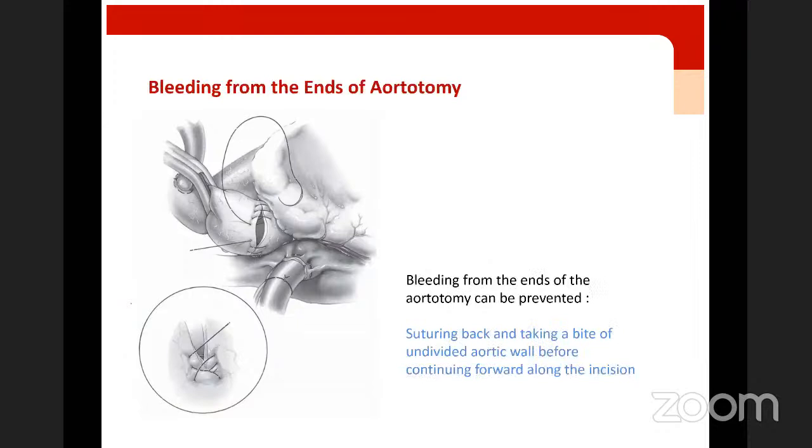To avoid bleeding from the ends of the aortotomy, this can be prevented to some extent by the following technique: suturing back, taking a few bites of the normal unincised aortic wall, and then continuing forward along the incision. Or you can simply use pledgeted sutures at each end.